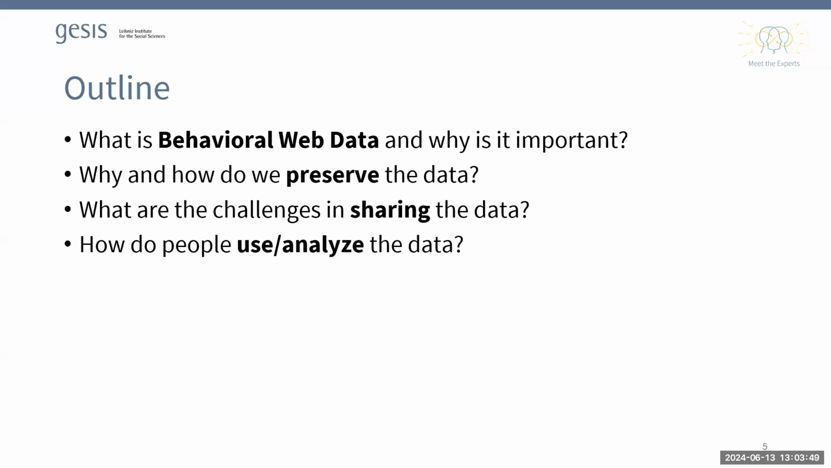During the next 30 minutes, these 4 questions will guide us through the talk. We start by looking into behavioral web data, why that type of data is important. We address the question why and how do we preserve this kind of data, what are challenges when sharing the data, and ultimately we'll look into how people make use and analyze the data.